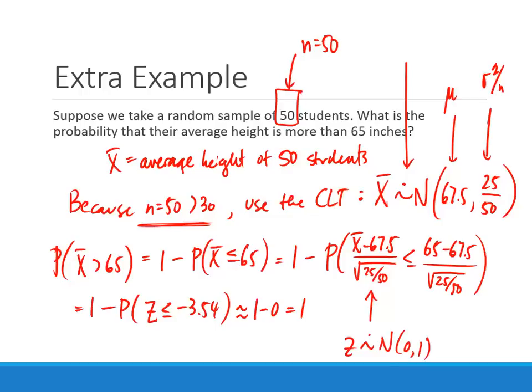Yeah, Andrew. If you have a z value that's not on the table, like negative 3.54, can you assume it's 1 or 0? Yes. Make sure you have the right one of those. If it's off the table negative, the probability of being less than it is 0. If it's off the table positive, the probability of being less than it is 1. Good questions.